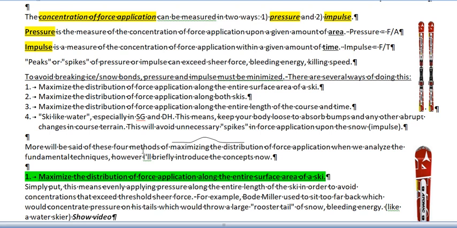So more will be said about these four methods of maximizing the distribution of force application when we analyze fundamental techniques later on in this lesson.